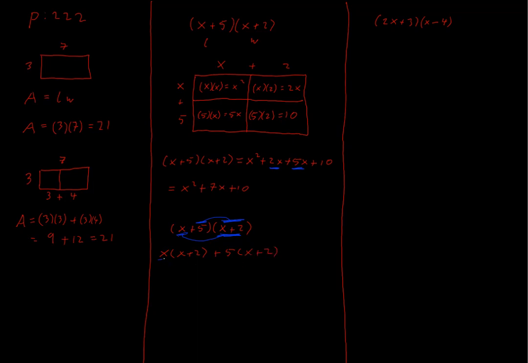And we multiply everything outside the bracket by everything inside. And we get x multiplied by x plus x multiplied by 2 plus 5 multiplied by x plus 5 multiplied by 2. And if we multiply that out, we get x squared plus 2x plus 5x plus 10. Like terms, 2x and 5x, x squared plus 7x plus 10. And lo and behold, we have the same answer as we got up here.